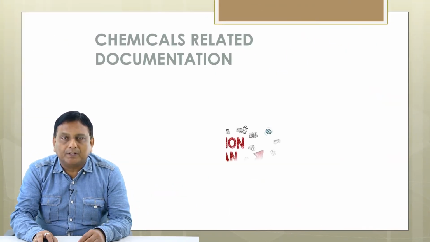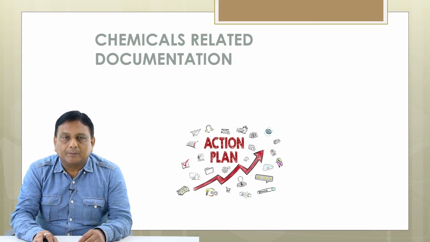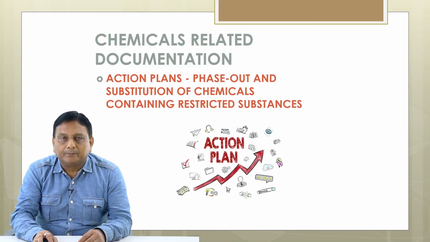And about chemical related documentation, we are saying that a proper action plan is formulated through these documents. This action plan is to ensure that there is a phasing out of certain chemicals which are restricted, and not only the phasing out, but we have to substitute those chemicals with chemicals which are not harmful and which do not contain restricted substances. So, that is the proper action plan that will come from this chemical related documentation. That is the outcome of this documentation process, so that a proper action plan inside the factory can be formulated.